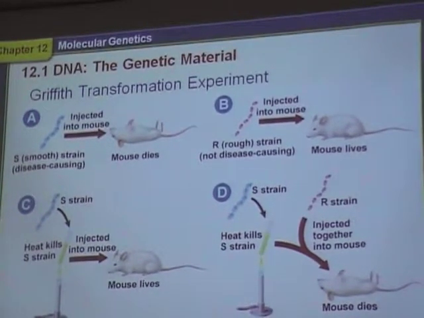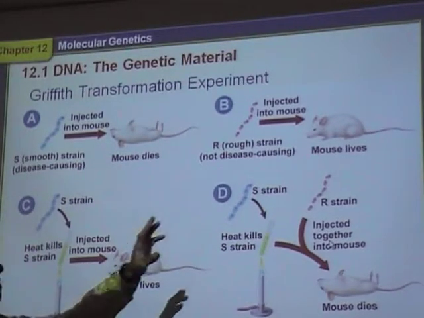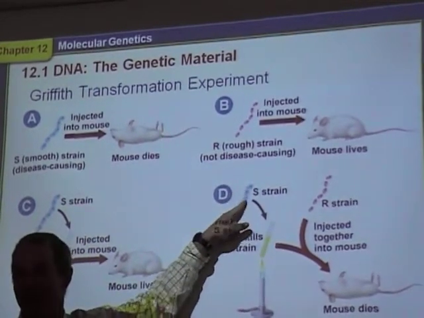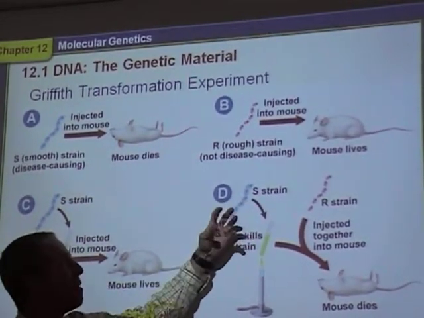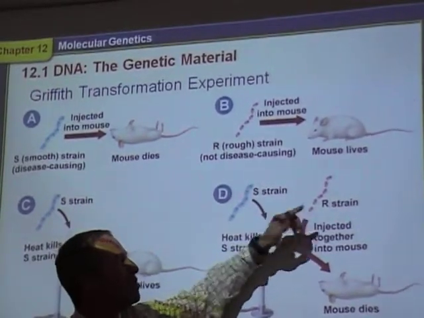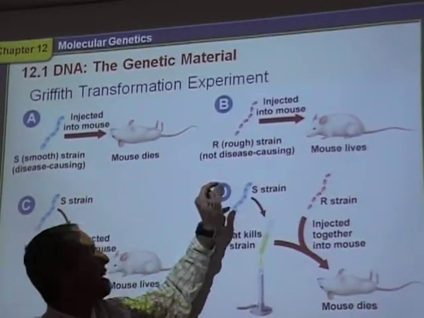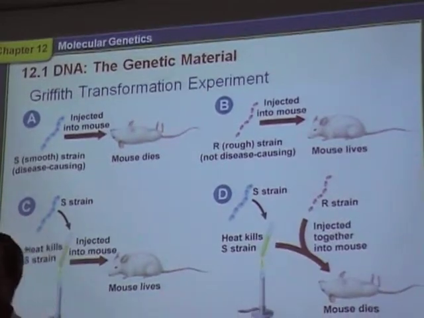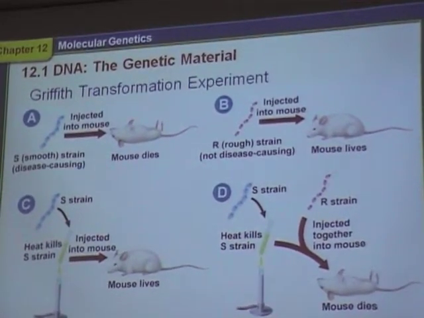It grows on the R. What happened was the R strain bacteria takes information from the dead S strain bacteria. And that information allows it to make this smooth outer coat. So it's really the R strain bacteria that use some information from here to make a smooth outer coat, and thus they've transformed themselves into S strain.